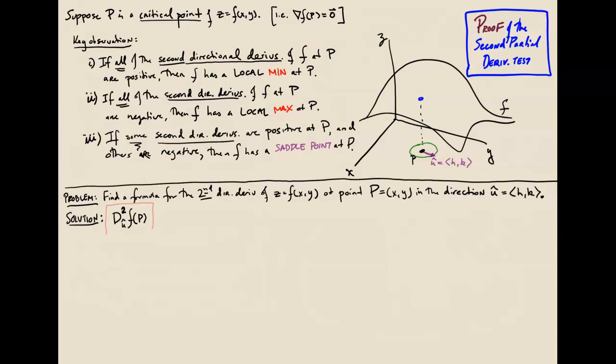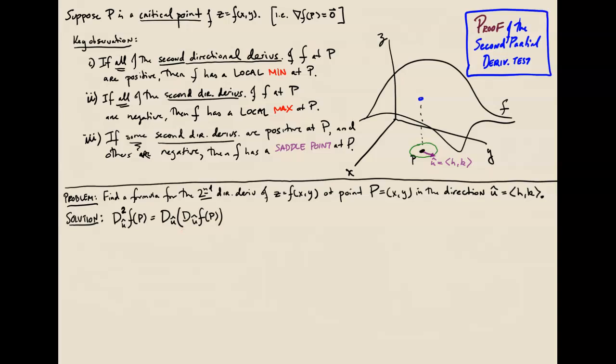Notice, by the way, how compact this notation is right here. That P, we remember, is actually standing in for x and y, our variables, and that u is standing in for h and k, which give the direction in which we are taking the second directional derivative. All right, anyway, if this is the notation, what does it mean? The second directional derivative is, of course, the directional derivative of the directional derivative.